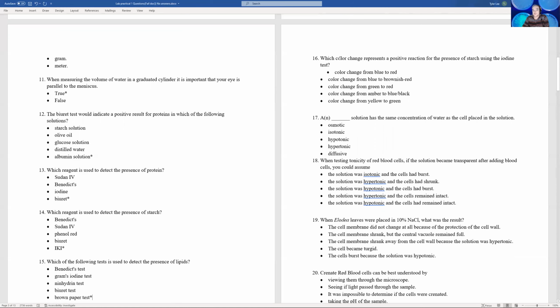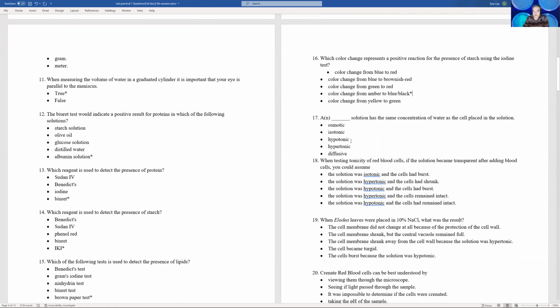Which color change represents a positive reaction for the presence of starch using iodine? Iodine starts as a yellow or amber color, and then it turns into a very dark, essentially blue-black color. So that would be a positive result.